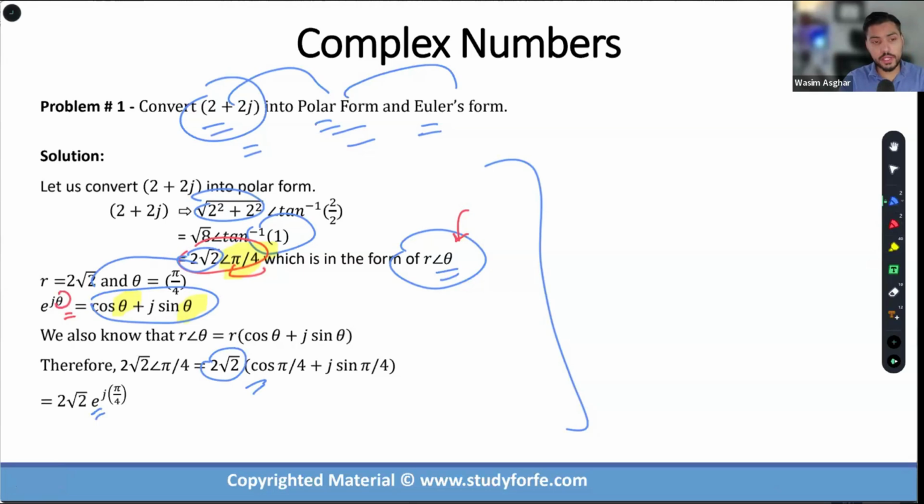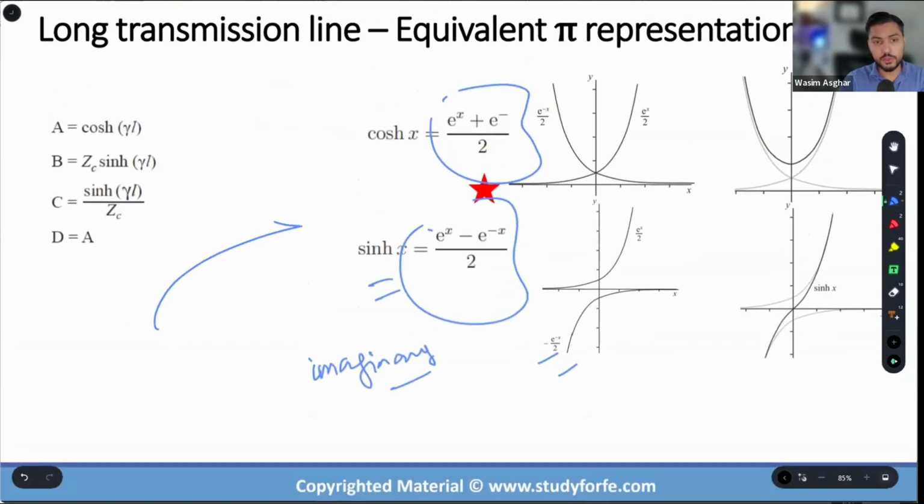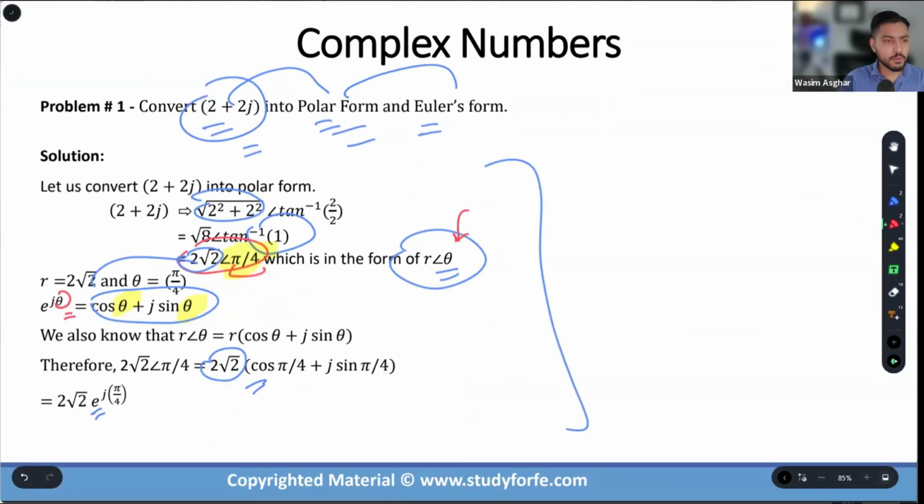And this comes in super handy. Remember, you are about to encounter sooner or later cosine hyperbolic x and sine hyperbolic x, which requires you to go back in time and revisit and refresh Euler's identity. Okay. Any questions on this?